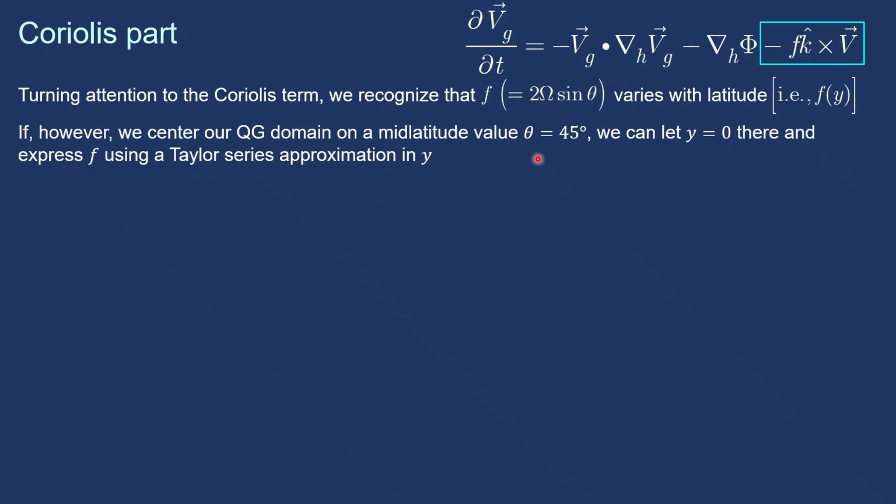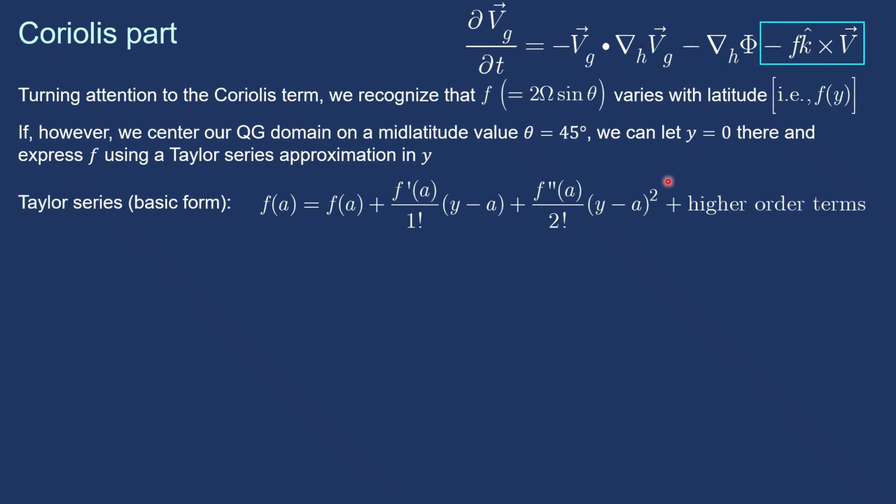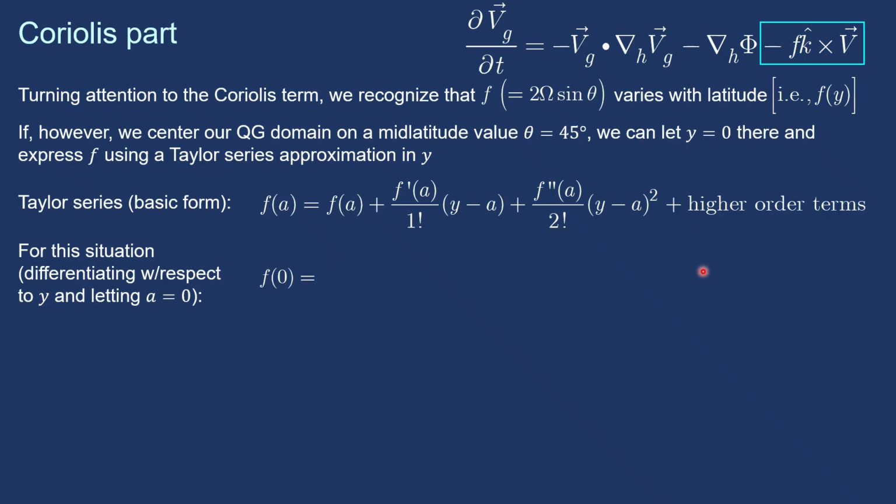So we'll center our QG domain at 45 degrees, which is a good mid-latitude value. We'll let y equal 0 there, and then we will apply the basic form of the Taylor series to this particular situation. So from calculus, here's the basic form of the Taylor series, and for our specific situation, here we're differentiating with respect to y, and we're letting a be 0 at our 45-degree latitude. So f at a becomes f at 0, and then on the right-hand side, f at a becomes f at 0 again. And then for our first derivative of f, we're differentiating with respect to y.